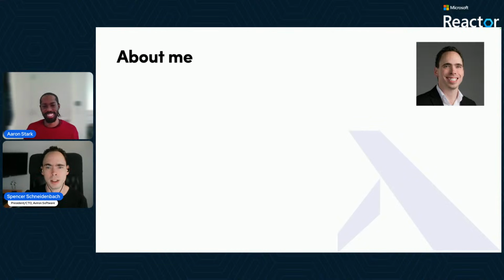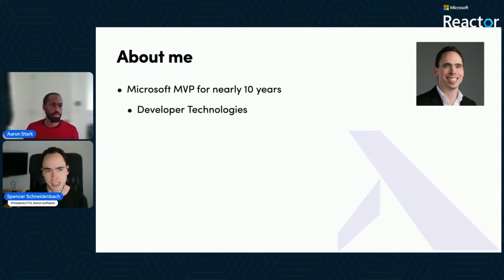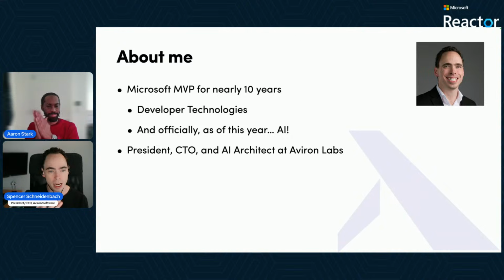And I wanted to tell you a little bit about me. As I mentioned, I was a Microsoft MVP for 10 years, mostly in developer technologies. My background is in .NET. And as of this year, I got a second credential because I've been doing lots of AI talks. Now I am an AI and developer technologies MVP, which I was really proud of. And I am the president, CTO, and AI architect at Averon Labs. It's a small boutique company based in the United States.